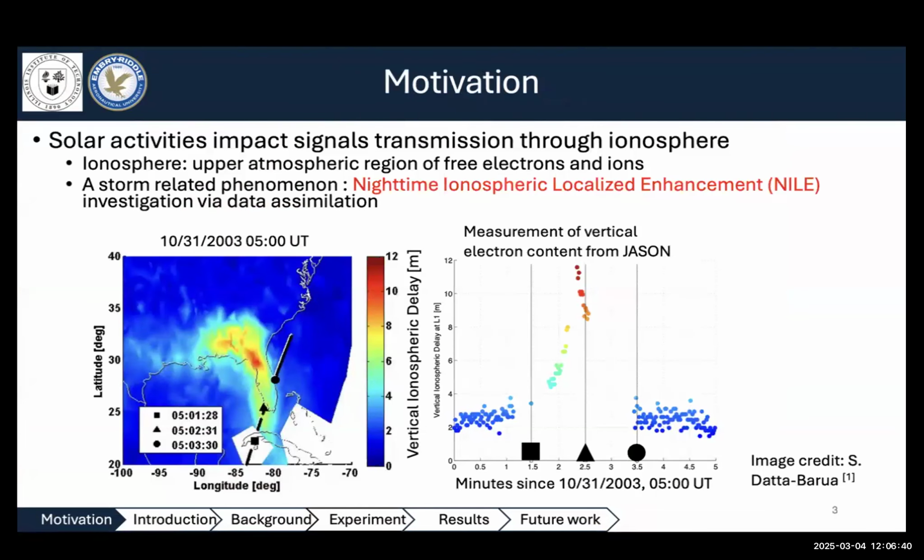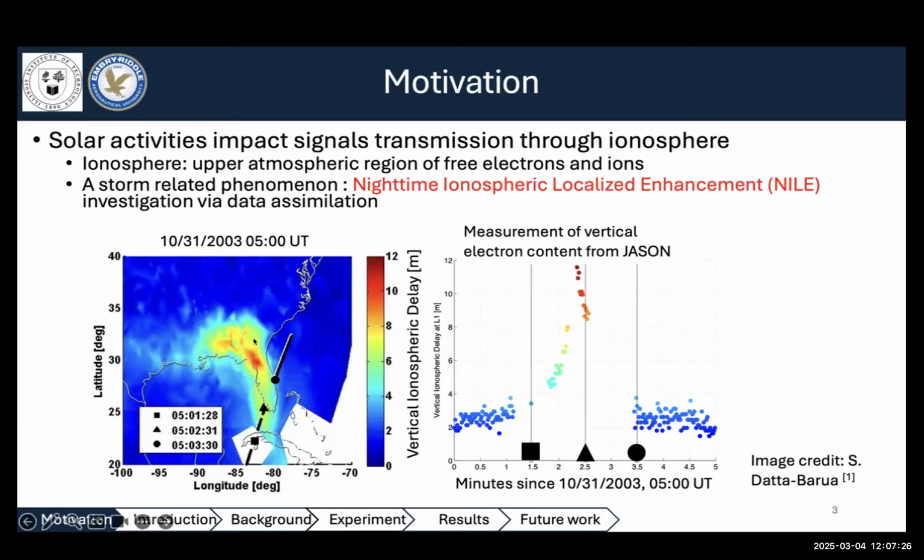One significant phenomenon observed due to the storm by Dr. Dada Barua, my PhD advisor, is the nighttime ionospheric localized enhancement, abbreviated as NILE. It is unusual because the electron content during normal nighttime is negligible. During the storm time, the intensive solar activity can excite the Earth's ionosphere. It increases the charged particles drastically and leads to persistent enhancement even during nighttime.